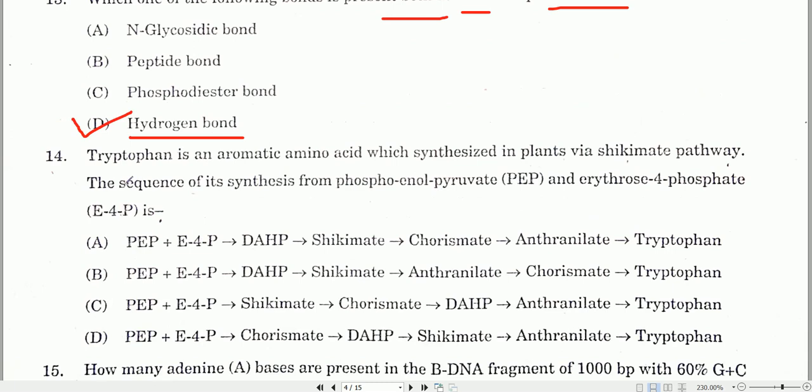Coming to question number 14. Tryptophan is an aromatic amino acid which is synthesized in plants by the shikimic acid pathway. The sequence of its synthesis is from phosphoenolpyruvate, PEP, and erythrose 4-phosphate, E4P. The correct sequence will be PEP plus E4P, that will be your erythrose 4-phosphate, DAHP, shikimic acid or shikimate, then chorismate, anthranilate, and tryptophan. So option A will be the correct one.